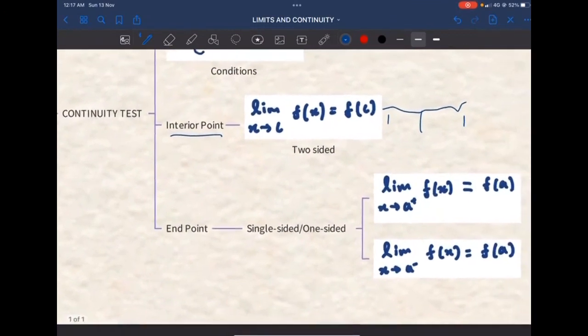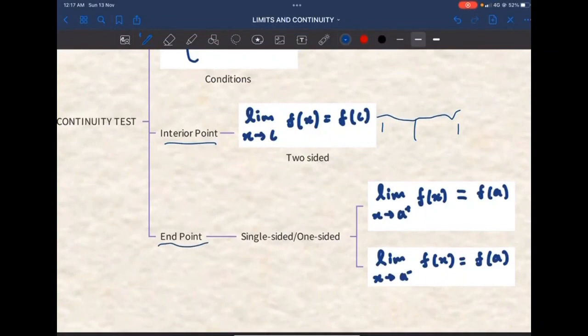And then last but not least is the endpoint, which we can call a single-sided or one-sided limit. As the limit of x approaches a from the right, the limit will equal the function when it is substituted with the value of a from the right. And the same goes for the limit as x approaches a from the left, it will equal the function when it is substituted with the value from the left, so it is not equal.